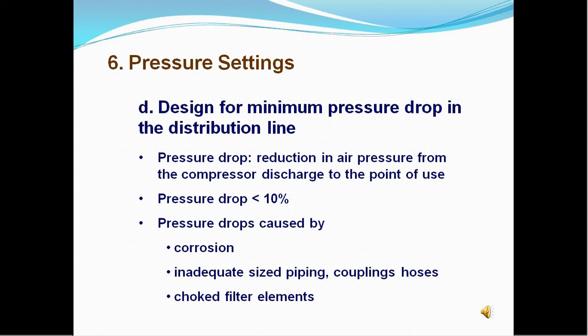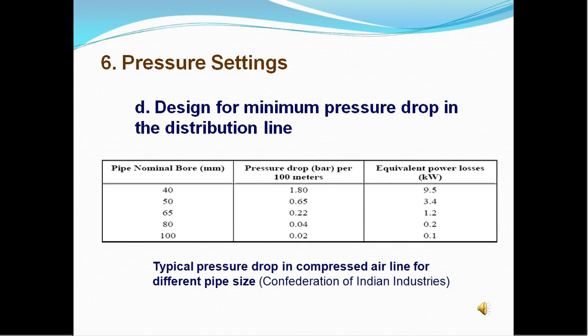The longer and smaller diameter the pipe is, the higher the friction loss. Pressure drops are caused by corrosion, and the system components themselves are important issues. Excess pressure drop due to inadequate pipe sizing, choked filter elements, improperly sized couplings and hoses represent energy wasted. This table illustrates the energy wastage if the pipes are of smaller diameter. Typical acceptable pressure drop in industrial practices is 0.3 bar in the mains header at the farthest point and 0.5 bar in the distribution system.